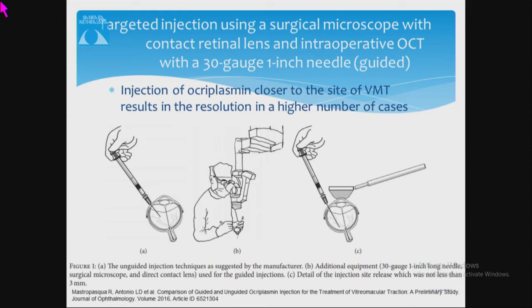In an innovative technique in which an OCT-guided injection of ocriplasmin was given near the surface of the macula, it showed that higher resolution rates were achieved as compared to the normal ones.